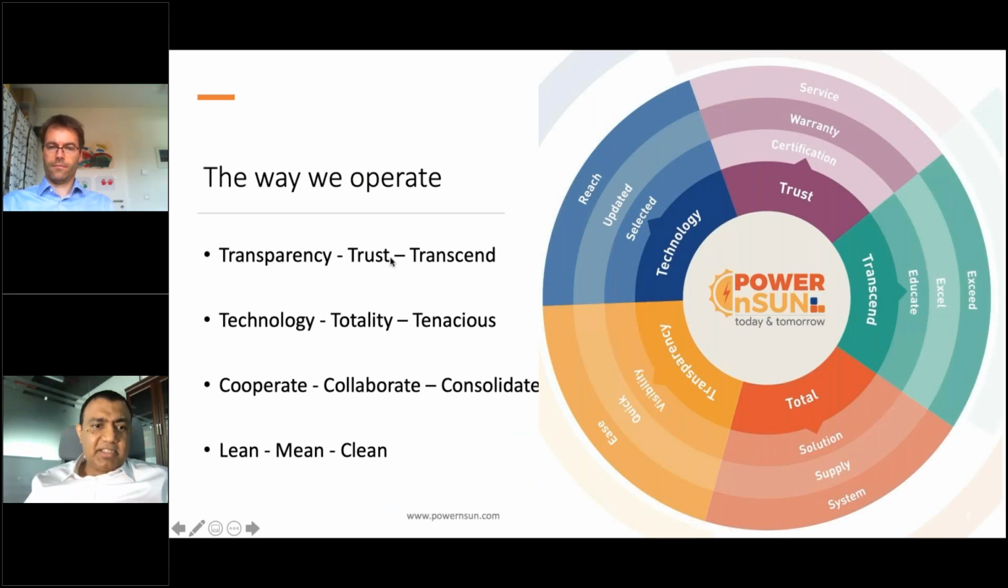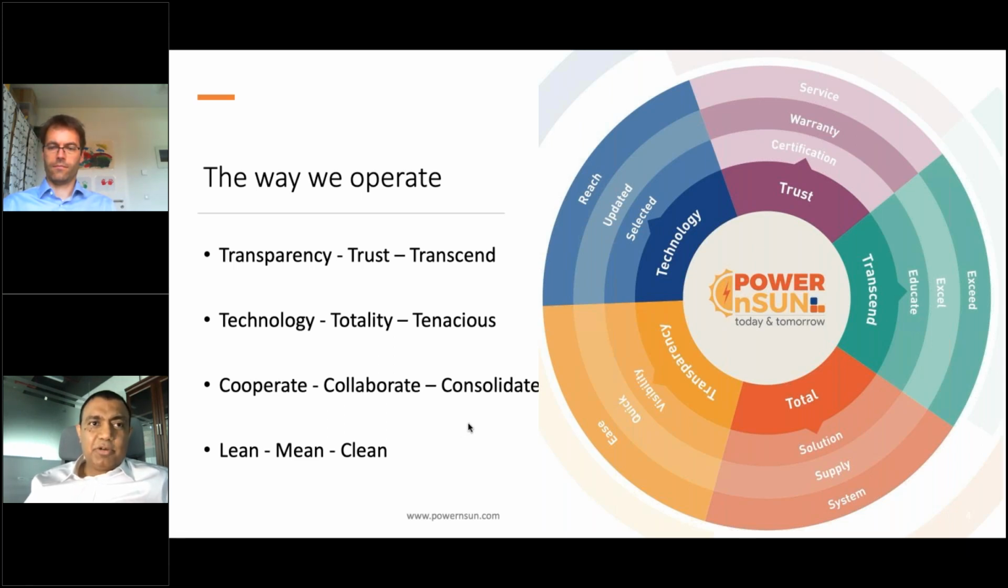Last but not the least, the way we operate, I would emphasize, is cooperate, collaborate, and consolidate. That's the basic model on which we are principally inclined, and that's what gives us the strength in the marketplace as well.